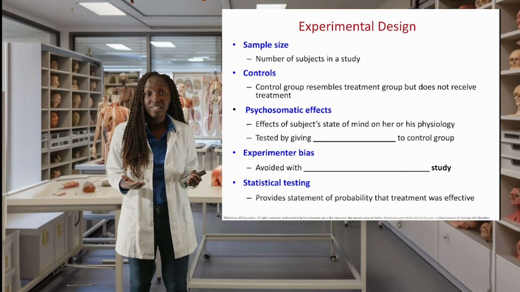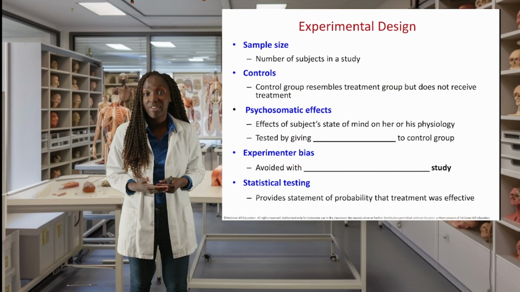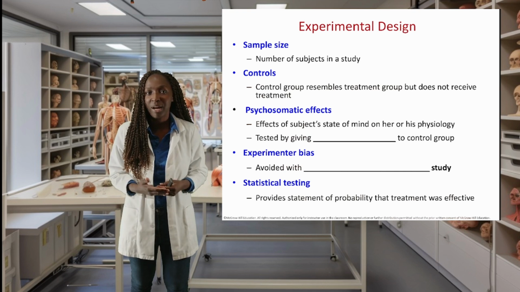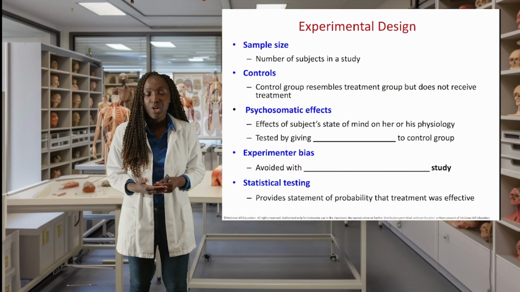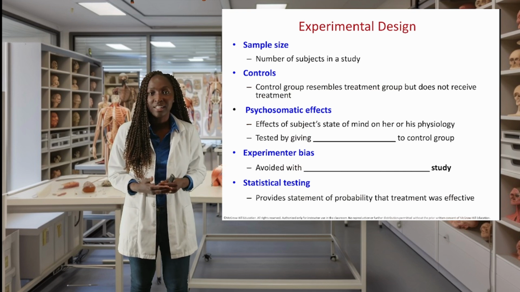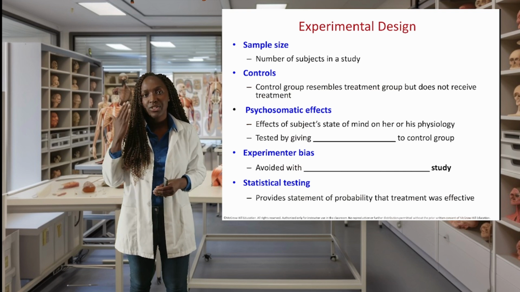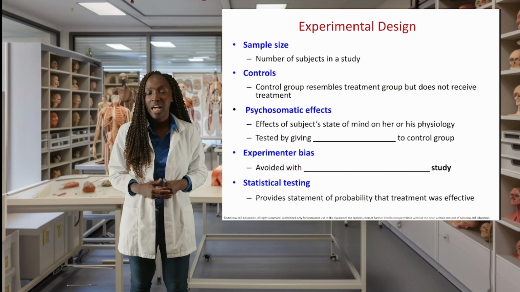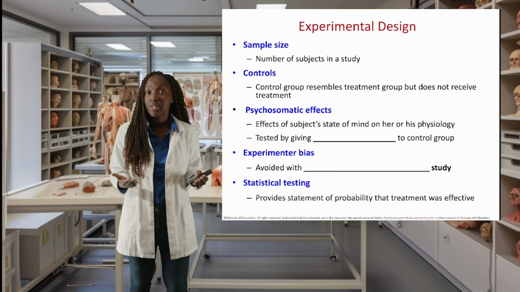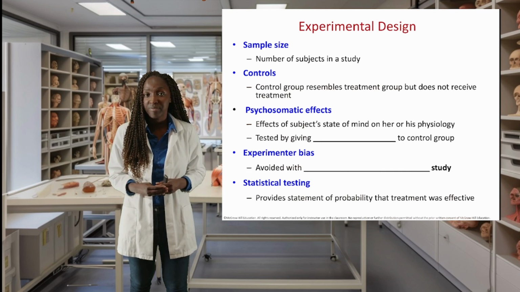Why this is done is because of psychosomatic effects, the effects of the subject's state of mind on his or her physiology. So if we told the test group that they had the treatment and we told the control group that they had the placebo, their state of mind can affect their physiology. And we want to make sure that we have consistent and reliable results. So we make sure that we have a blind study. None of the patients know which group they are in.